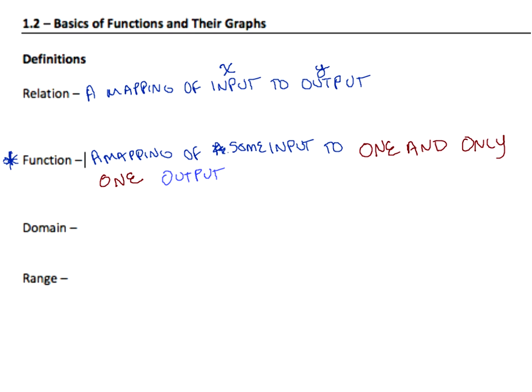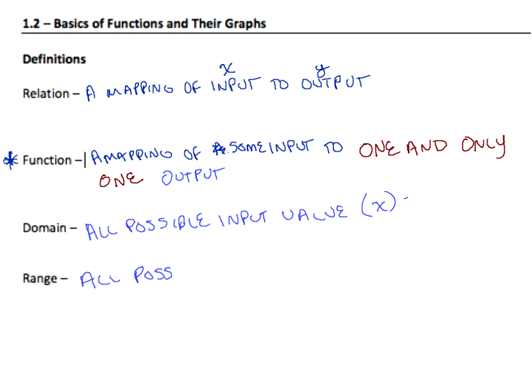Let's just get the language out of the way first. Okay, so domain is the word meaning all possible input values. In other words, it's anything that you can plug in for X in very simple terms. The range is the exact opposite, all possible output values.